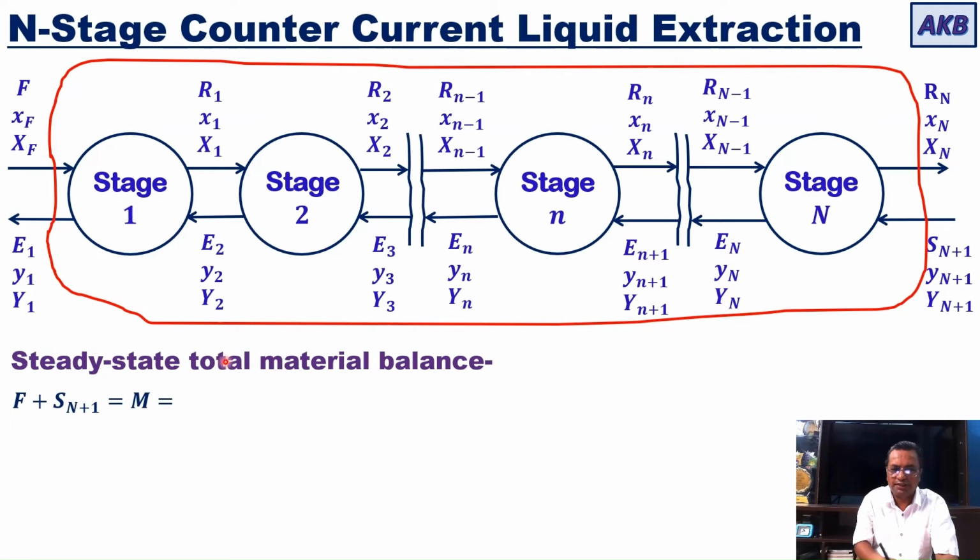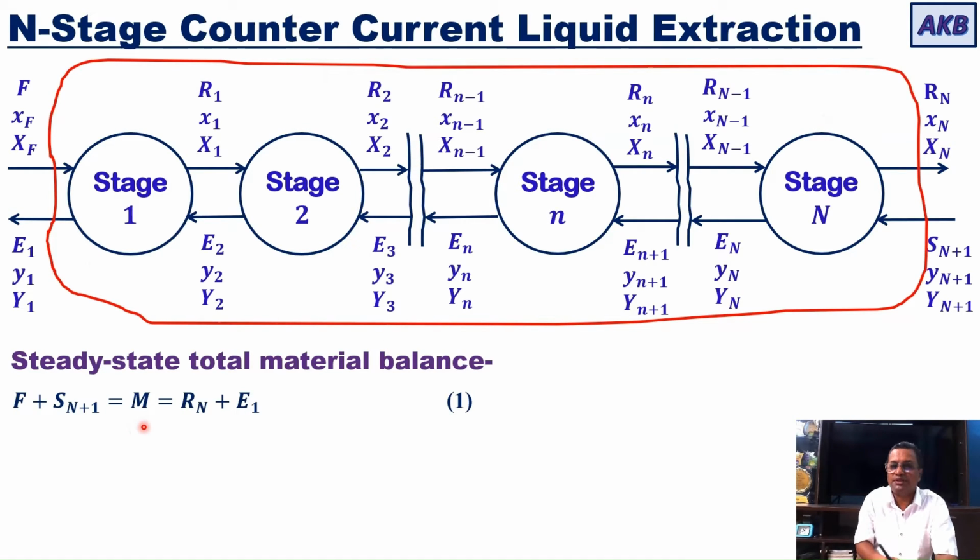So the steady state total material balance will be written in this way: F plus Sn plus 1, that is equal to the mass flow rate of a hypothetical mixture that is considered to be forming within the envelope.